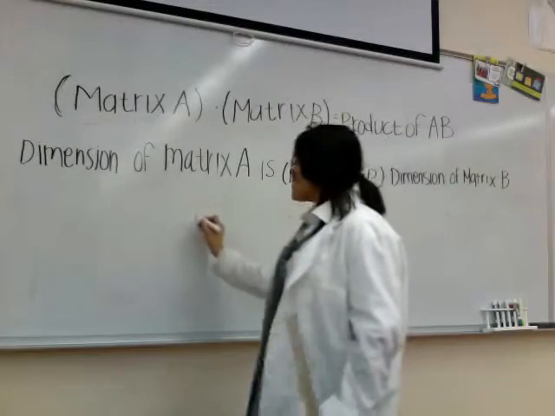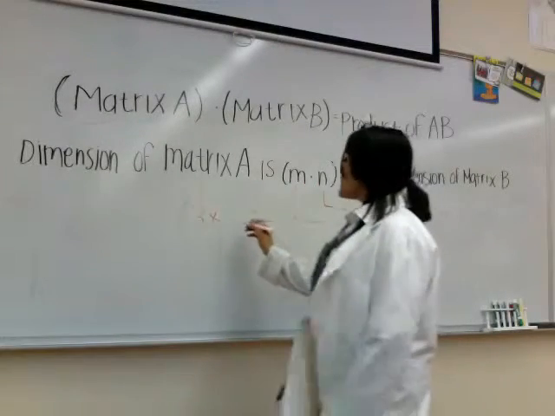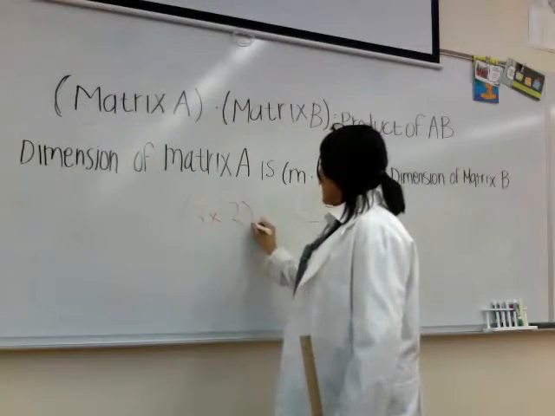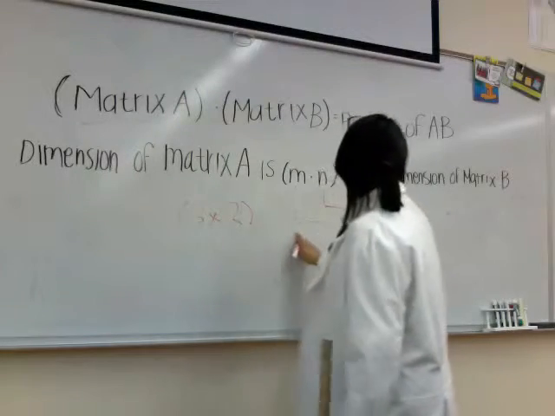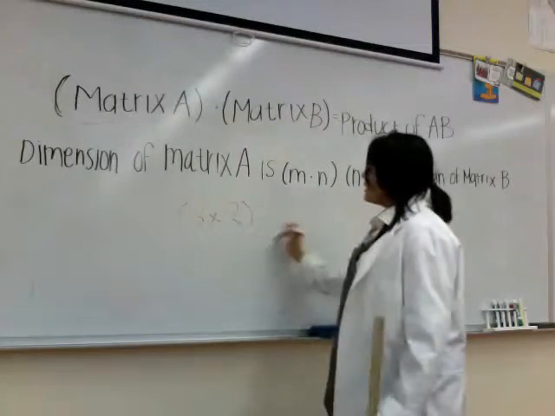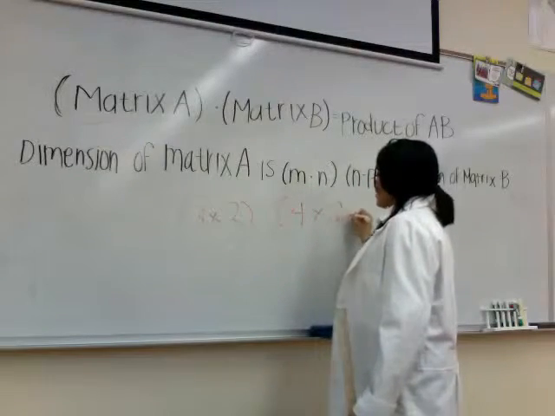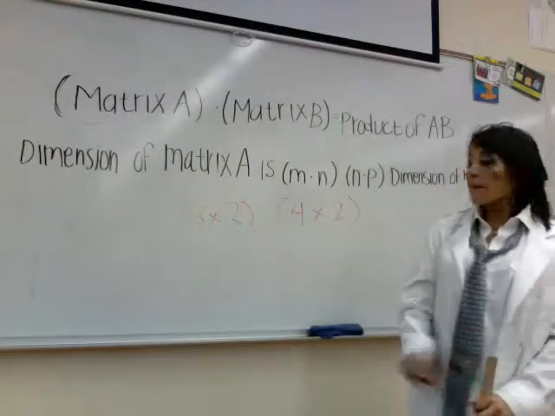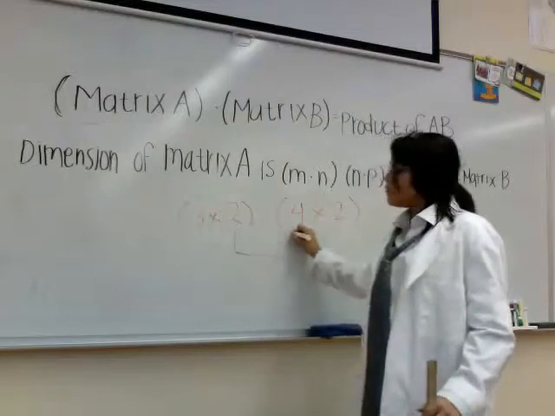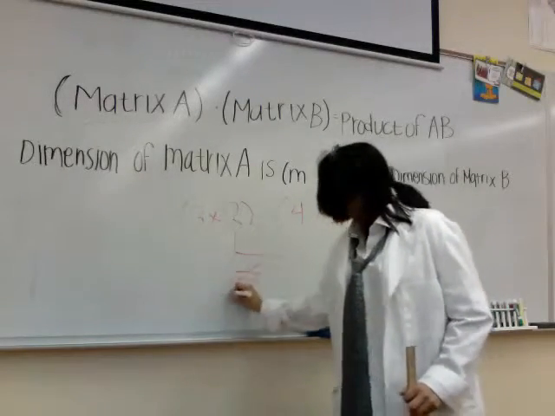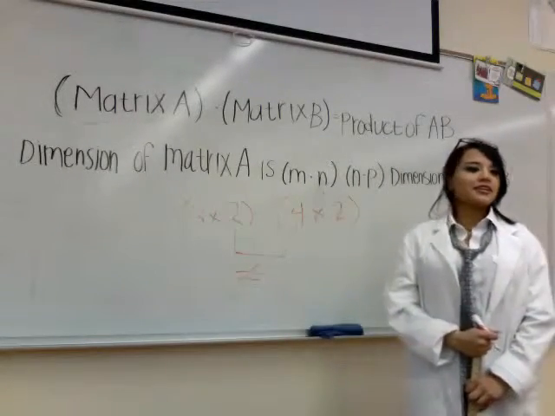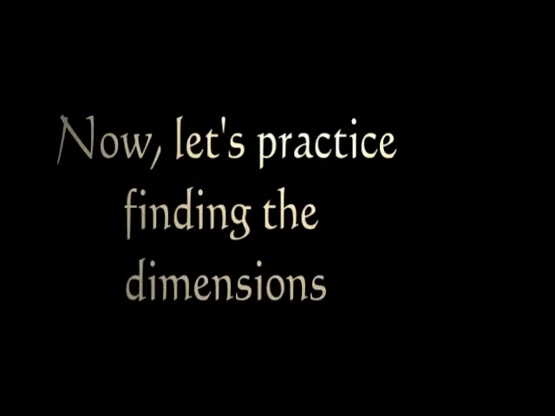So if our first matrix is a 3 times 2 and matrix B is a 4 times 2, then we cannot multiply them together because the 2 and the 4 are not equal.